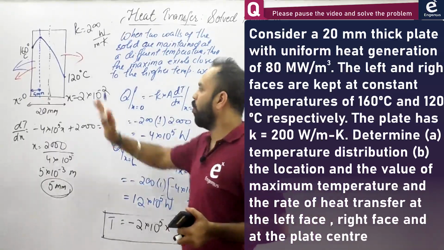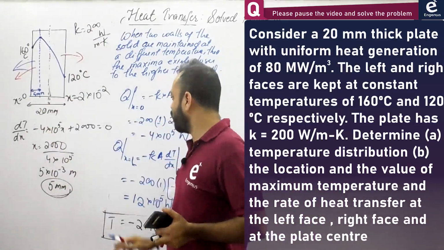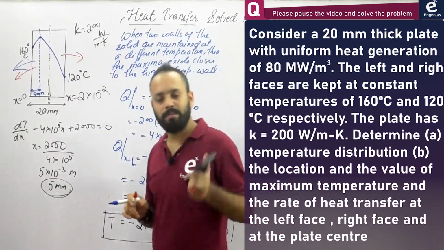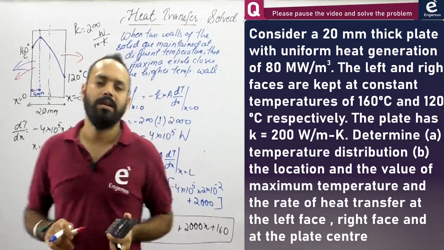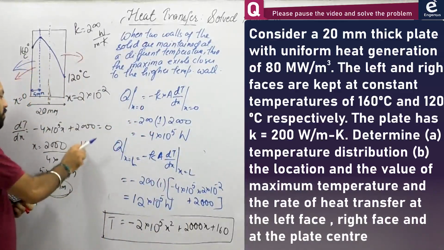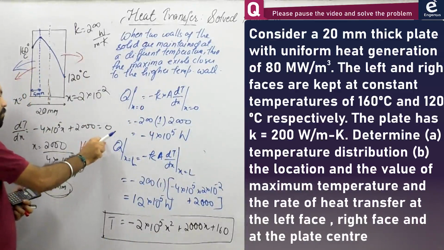You can check what is the total energy generated. Don't say कि sir total energy generated is 80 megawatt. No, that is per unit volume. What is the total energy generated in this entire body? You will find that that will be equal to 16 into 10 power 5 watt.